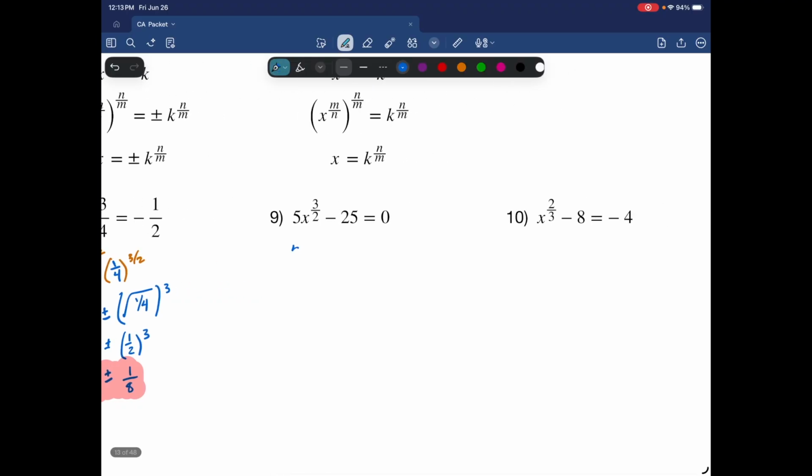Same thing on 9. 5x to the 3/2 equals 25. x to the 3/2 equals 5. I'm going to raise both sides to the 2/3. All right, so because the denominator is odd, I don't have to worry about the plus or minus. So 5 to the 2/3 is my answer.